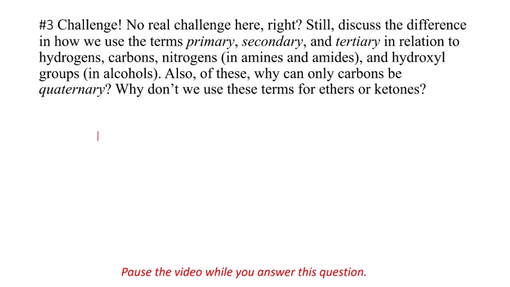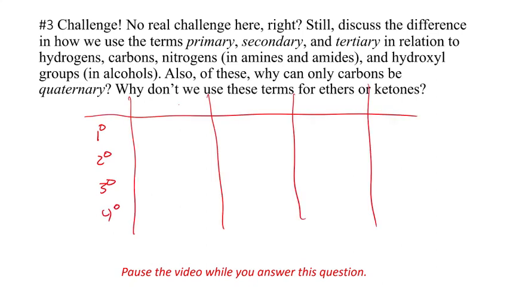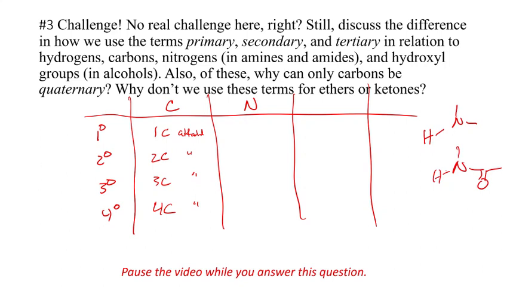Okay, here we go. Primary, secondary, tertiary, quaternary. Well, let's start with carbon. 1 carbon attached. Secondary, 2 carbons. Tertiary, 3 carbons attached. And quaternary, 4 carbons attached. All right, now, if we go for nitrogen in amides or amines, it's the same. If we look at hydrogen, it's 1 carbon attached to the carbon that H is attached to.